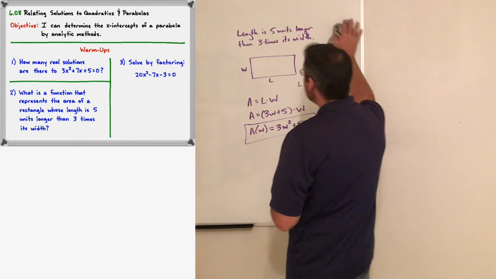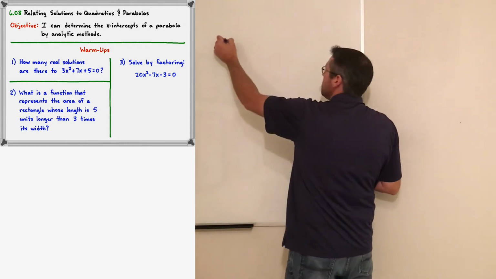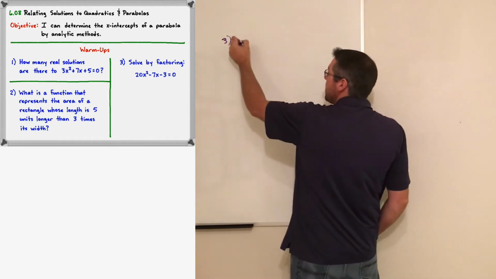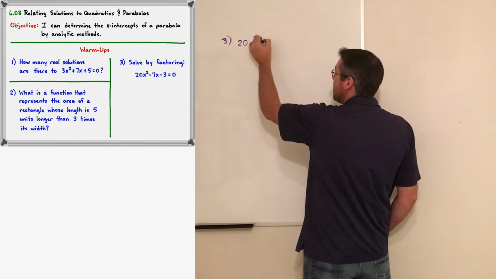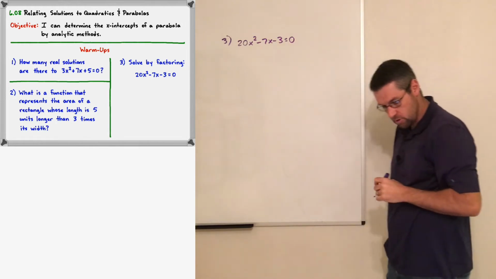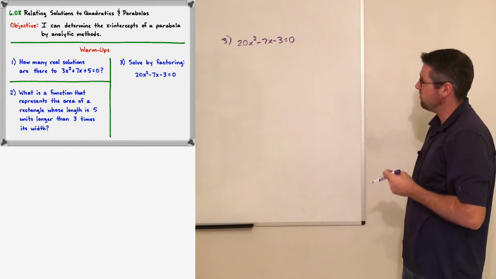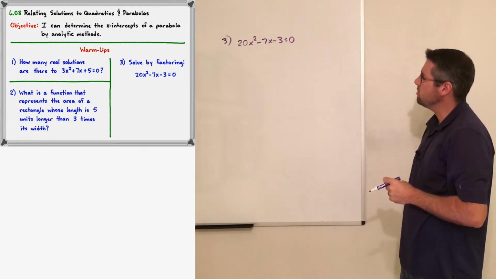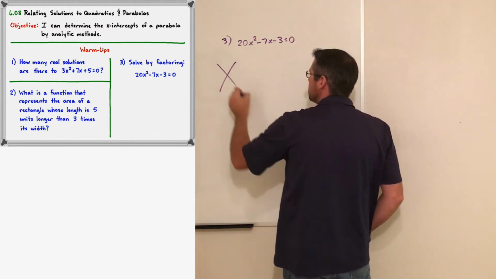Okay. Number three, it says solve by factoring. We have 20x squared minus 7x minus 3 equals 0. And we're trying to solve this by factoring. Well, the first thing I note is that when I go to factor here, the a value is really big. So I know that I'm going to have to do this thing here.